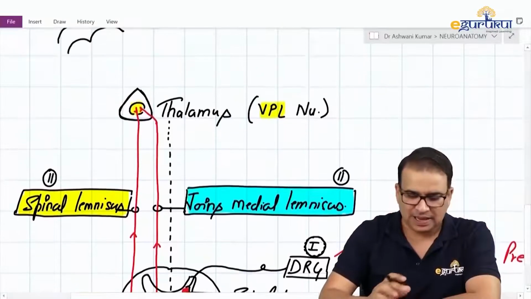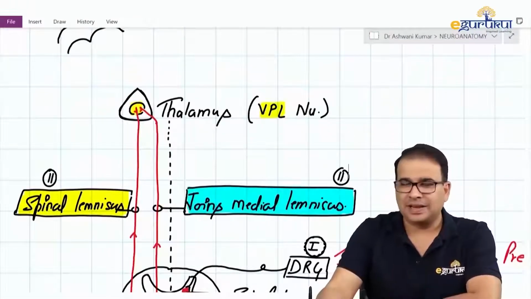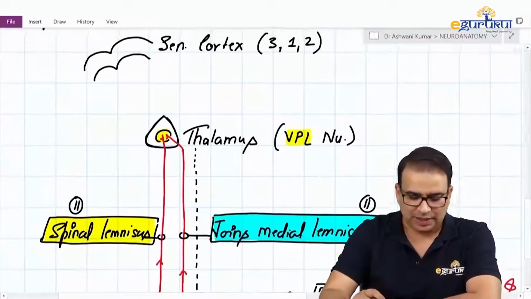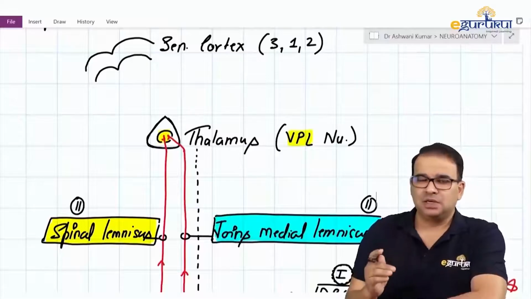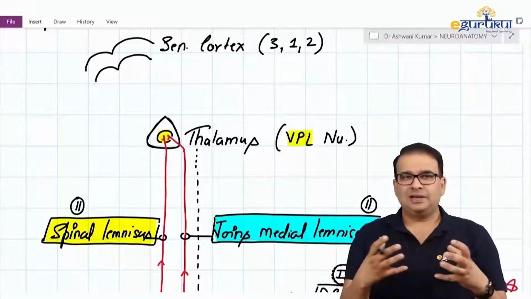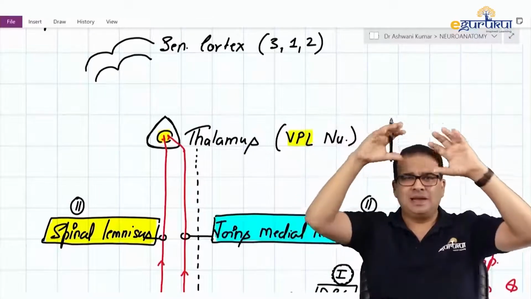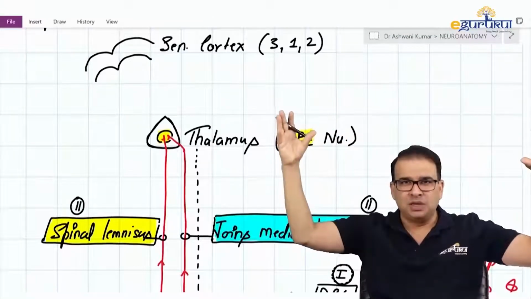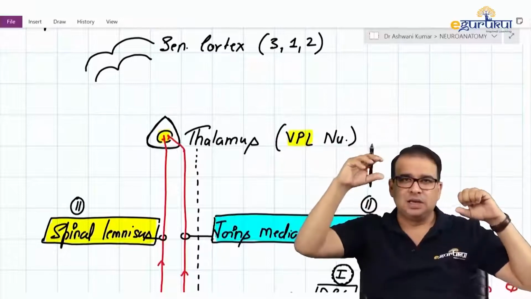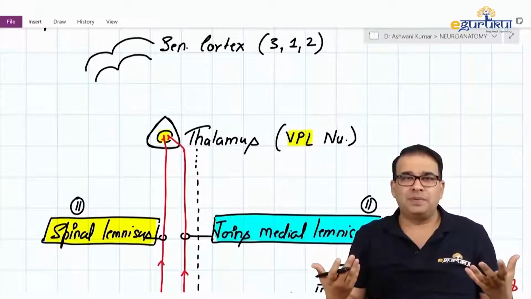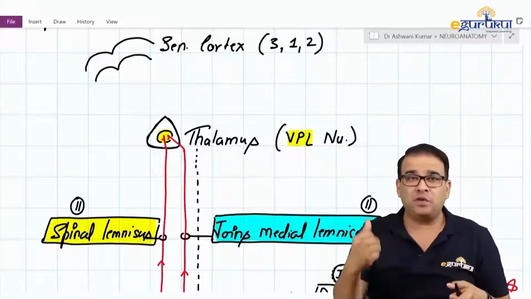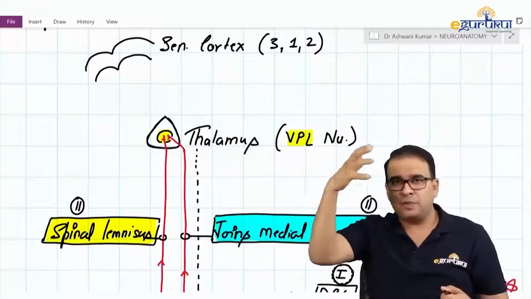Now we reach the thalamus, and that is the end of which order neuron? The second order neuron is done. Now it's the responsibility of the thalamus to disintegrate this information and send it to the respective part of the cerebral hemisphere. Now the cerebrum, even the sensory cortex, is huge. Now which part of the sensory cortex? Even if it is a normal pain and temperature, pain is coming from where? Lower limb, upper limb, which part is it coming from?